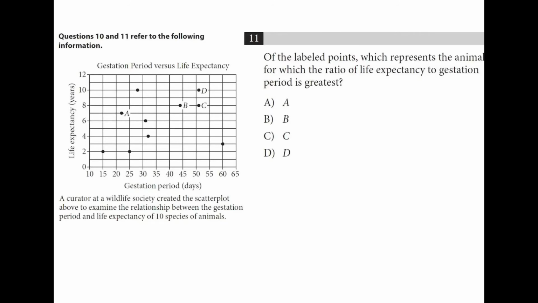We're looking for the labeled point that has the ratio of life expectancy to gestation period that is the greatest. So we could draw a line here, because as the gestation period increases, we would expect the life expectancy to be higher. This one stands out to me. Oh, we're only looking at the labeled points though, so I think this one is probably going to be the best one. So the strategy is not to look for the largest life expectancy, but to approximate a line of best fit and find out which point is the most above that line.